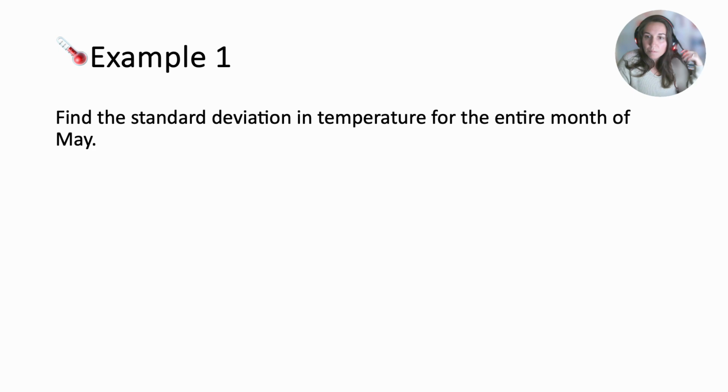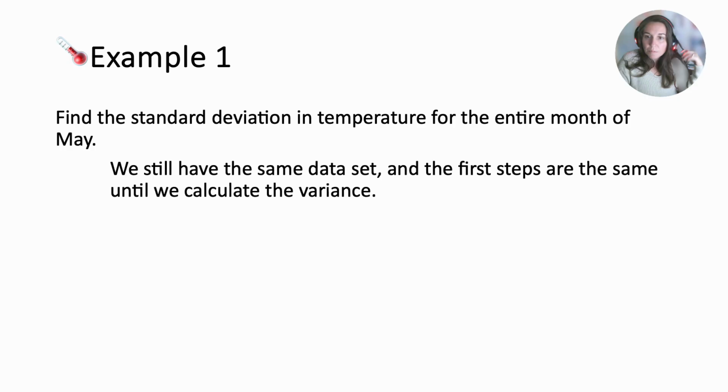So now suppose we want the standard deviation for the entire month of May. Now that means that first week in May is no longer the population, because we don't know every single high temperature for the entire month of May. We only know for one week. So now it becomes a sample. We have the same data set.